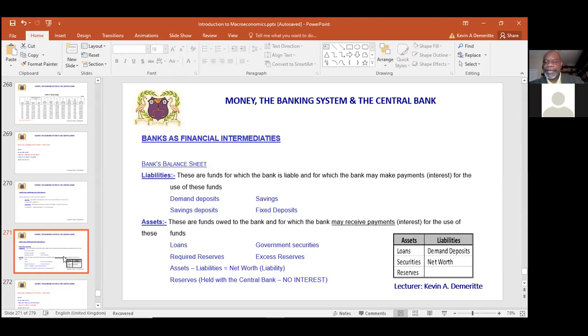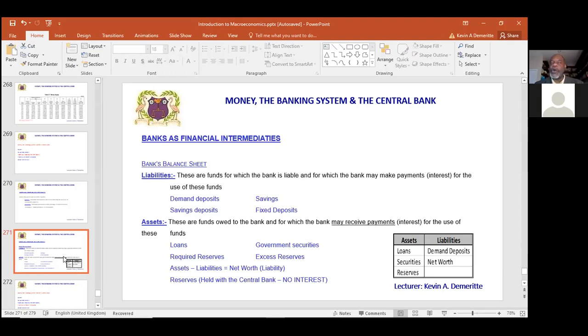Savings account, similarly. Fixed deposits, same thing. You provide money to the bank. These are money, and those funds, the bank is liable to return those funds with interest because the bank takes your money and makes use of your money. The bank turns around and lends your money out to investors, what we just talked about in the previous slide.